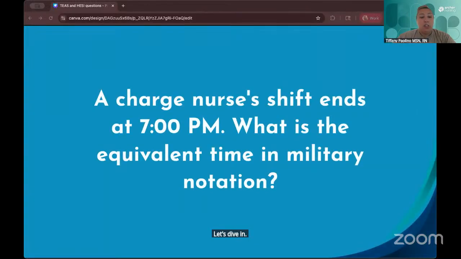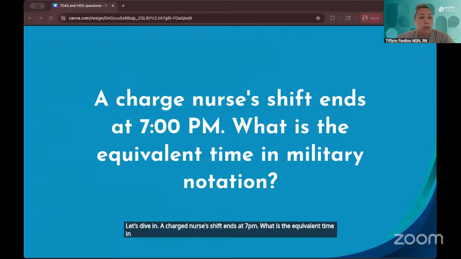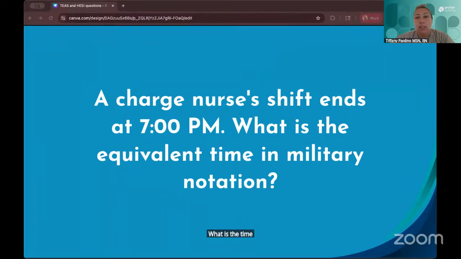A charge nurse's shift ends at 7 p.m. What is the equivalent time in military notation, or military time? If it's 7 p.m., what is that in military time? Remember, spend less than a minute if you can.